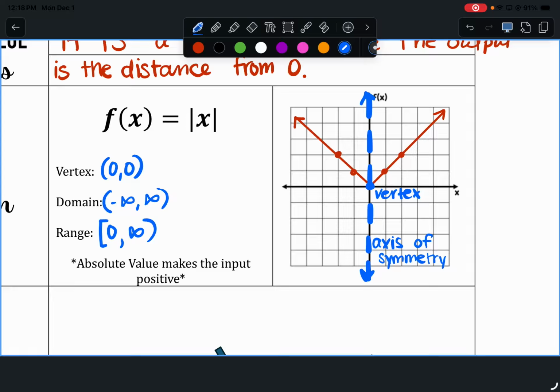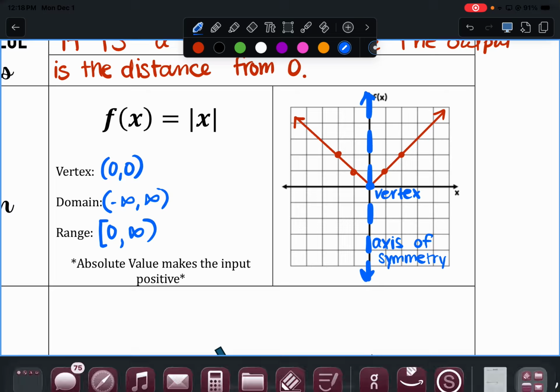So as we look at this, we are going to graph some absolute values. We're going to talk about the ways that absolute values are transformed, the things that we can do to the parent function to make it different, to make it into the different functions that we see. So I'm going to pull up the graph that we were going to look at on Desmos.